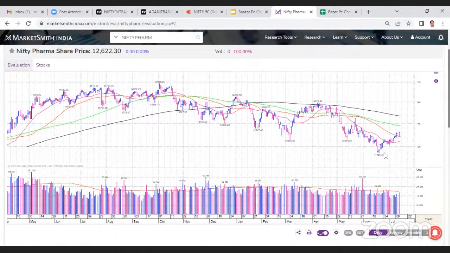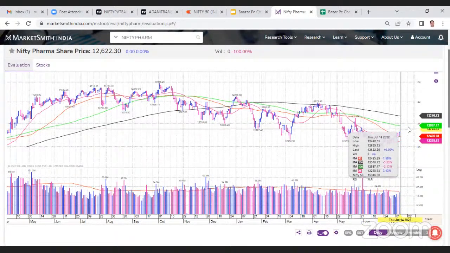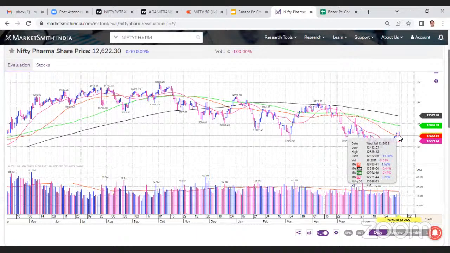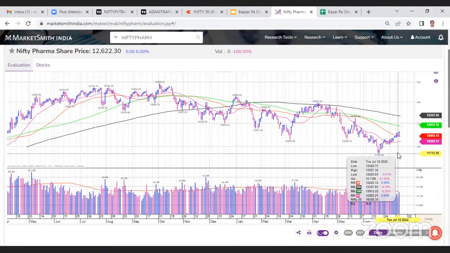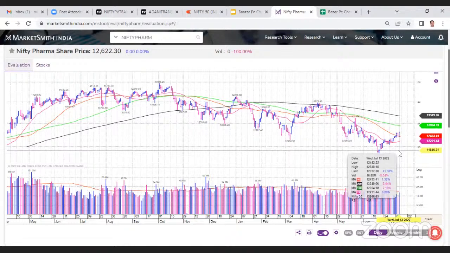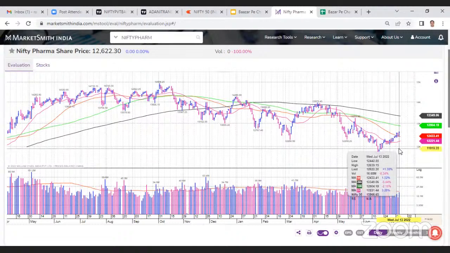So we can say that the index is trying to reclaim its 200 DMA, and if it sustains above that, then obviously we have to take a bullish call. But as of now, if you look at this particular area, the index is just 3% away from its 21 DMA and 2% from its 100 DMA. If that range is breached on the downside, or surpassed on the upside, then we can say that a breakout or breakdown can be identified.